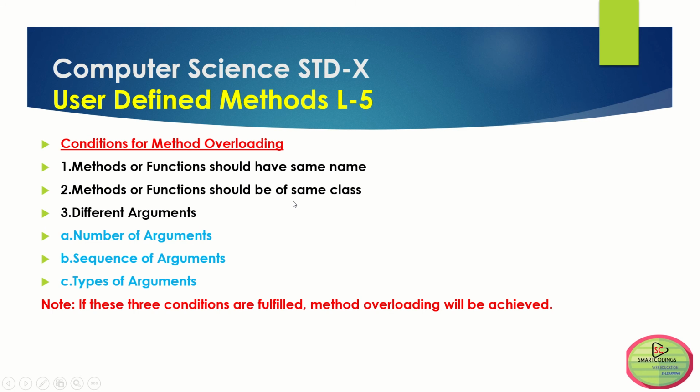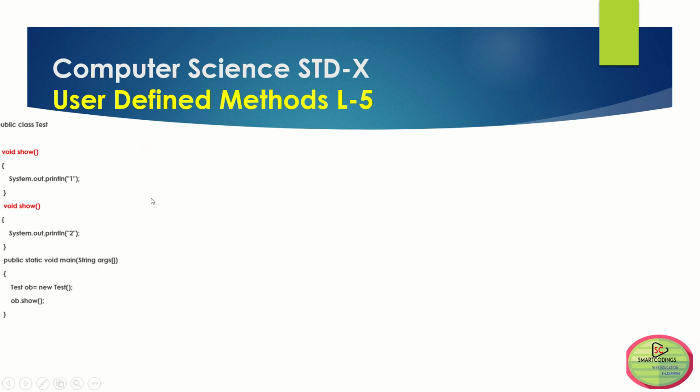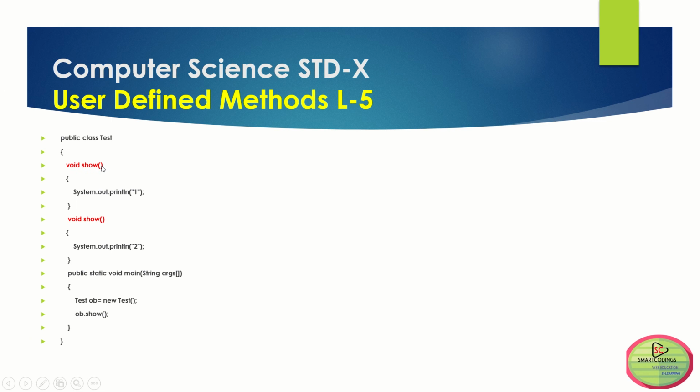Two conditions are fulfilled. But the third condition, different arguments, is not satisfied here, because this method has no arguments. This method also has no arguments. So both are of the same type and number of arguments. There is no difference here because no parameter is passed here, and no parameter is passed here. What is this method doing? Printing 1. This is printing 2.